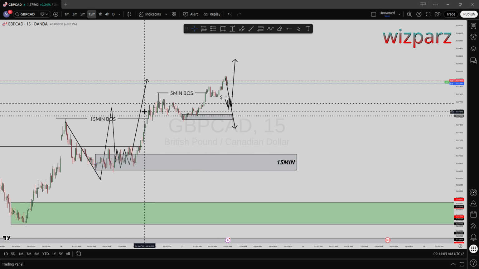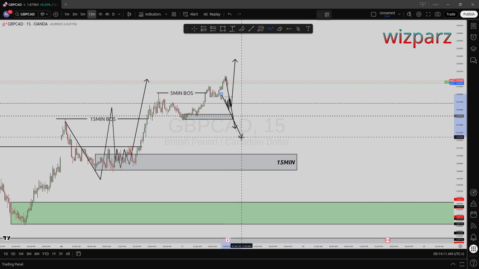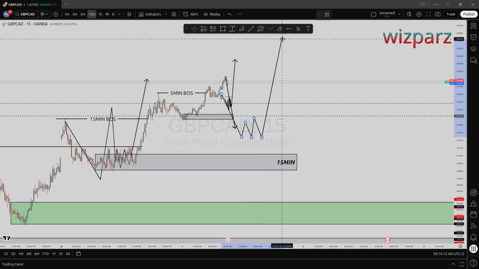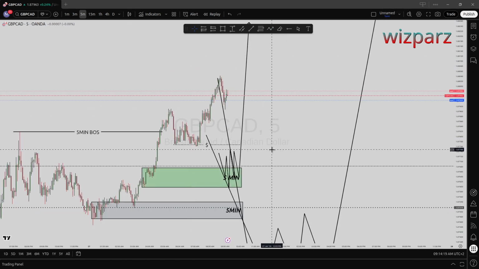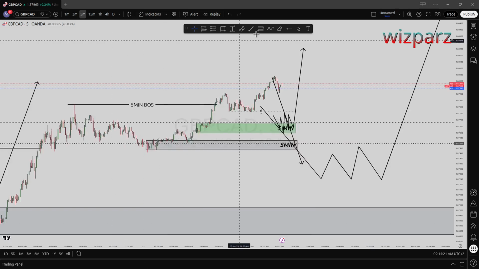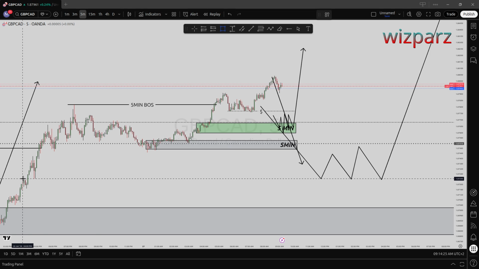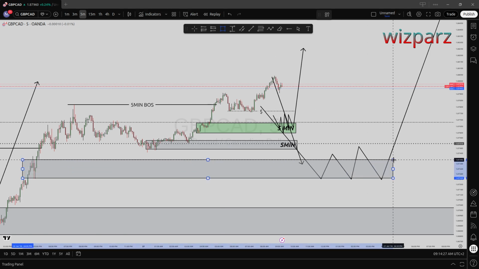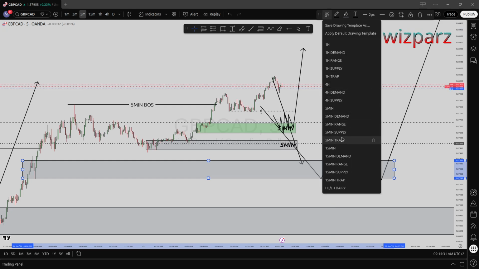You can expect price to liquidate this 5-minute trend and then give us 1 minute change of character to the upside. Then we are going to look for long opportunity, because this can happen on this demand area. So one of these scenarios can happen, and we are going to continue looking for long opportunity.